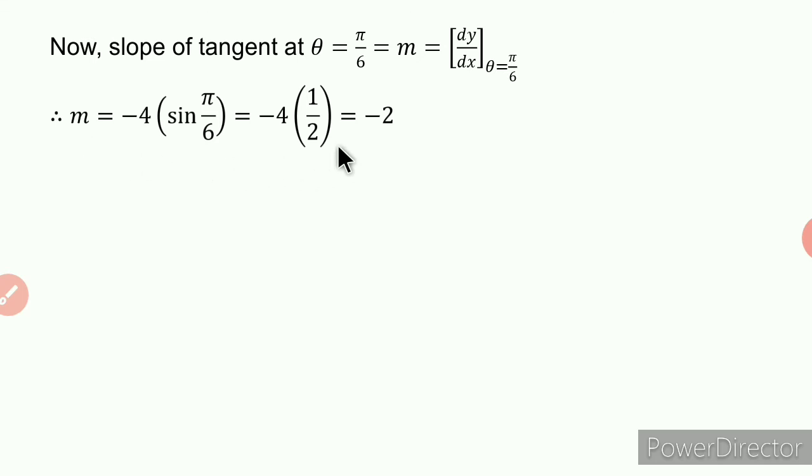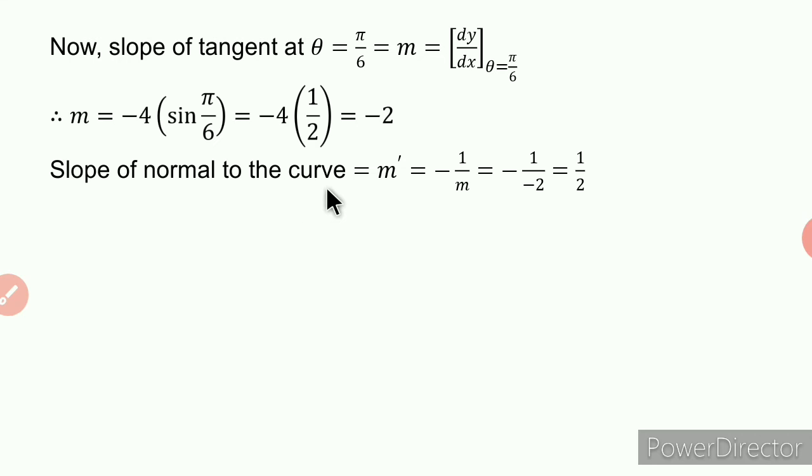Now from this slope of tangent, we get the slope of normal. So slope of normal to the curve is equal to m dash. It is equal to minus 1 upon m. It is equal to minus of 1 upon minus 2. This minus minus becomes plus 2. It is equal to 1 upon 2.